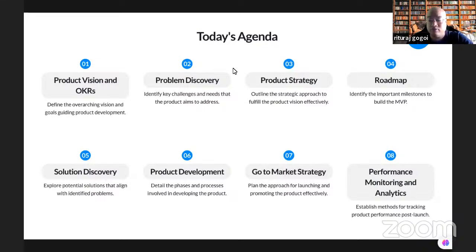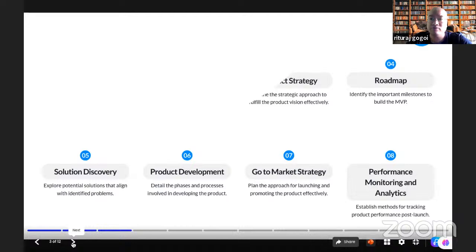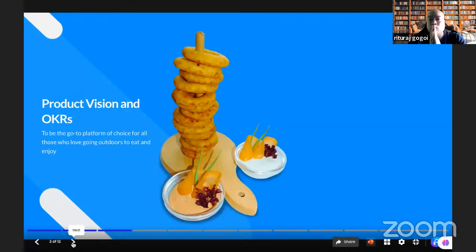Okay, so with that out of the way, let's first dive into what we call the product vision. Okay, so product vision is something normally you have at the company level. Okay, and that is where it all starts, in the sense that it's a vision that your company wants to bring into the universe. So it's a future state that you would want to be in.